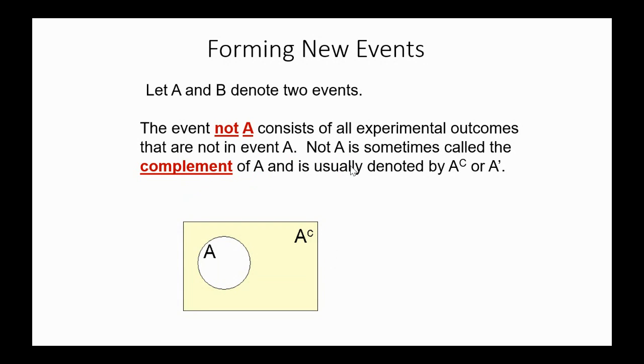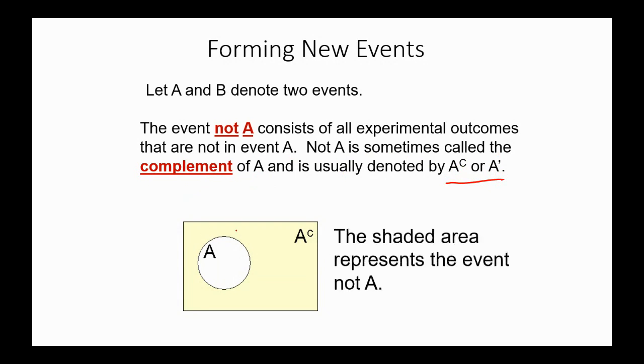Actually, you can say not A is pretty much always called the complement of A. You won't hear me say not A. You're going to hear me say A complement. And we denote that by A with a superscript C or A with an apostrophe. So in this picture here, the shaded area is A complement or not A. So it's everything that's outside the circle. So we'll stop there.